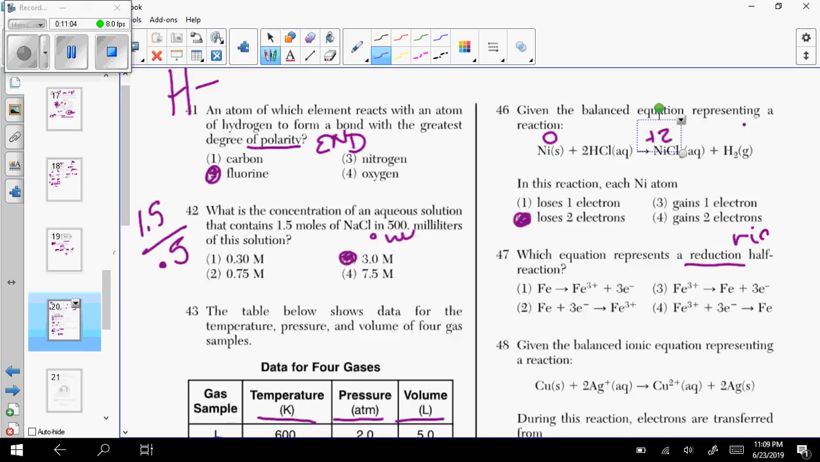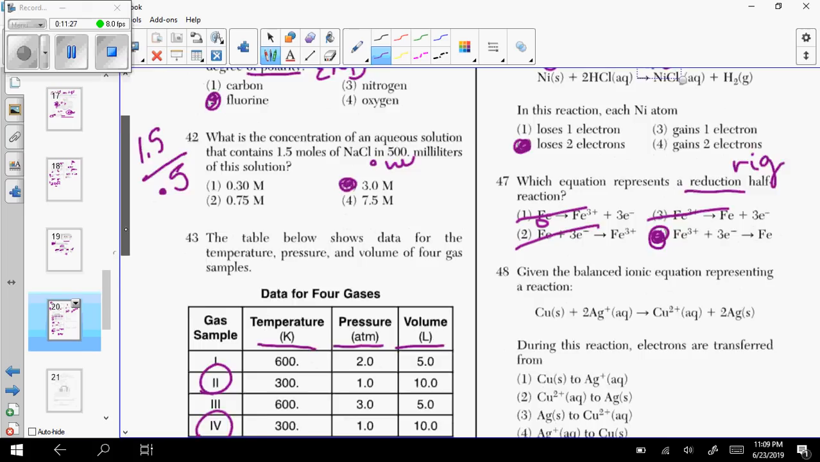Which equation represents a reduction half reaction? So reduction is gaining. So I need to gain electrons, so it can't be 1 and 3. And then I need to make sure that it balances out. So if I have iron at 0 and I add 3 negatives, I should come out with negatives. If I have 3 positives and I add 3 negatives, I should come out at 0. So that one is balanced.